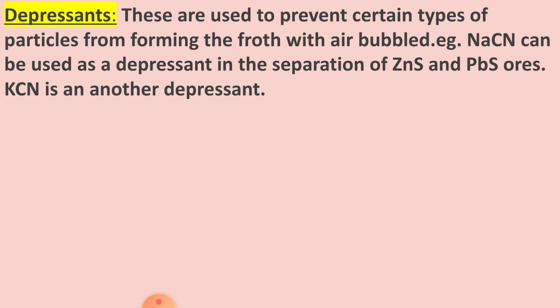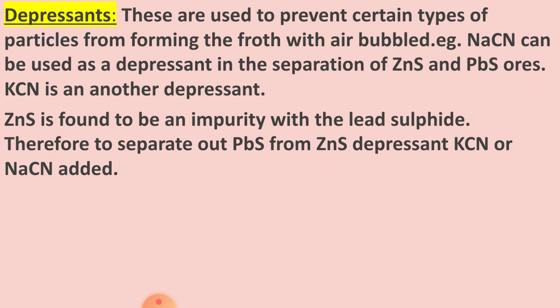Then some other terms you have to know, that is depressant. This is also most important. Depressants are used to prevent certain types of particles from forming the froth with the air bubbles. For example, NaCN or KCN can be used as a depressant in the separation of ZnS and PbS. So here ZnS is found as an impurity with the lead sulfide, that is galena. Therefore, to separate out PbS from ZnS, the depressant KCN or NaCN is added.